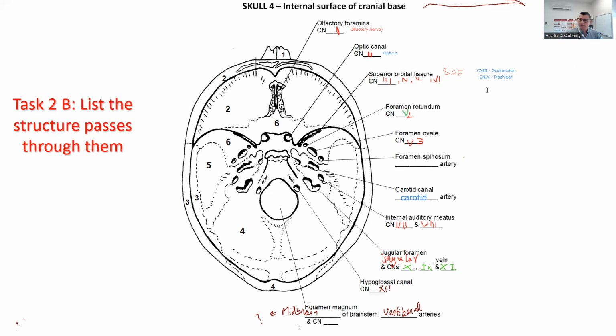Trochlear, excellent. And cranial nerve 5 or V1. So cranial nerve V1 is called ophthalmic. I'll help you with that one. So cranial nerve 5 is trigeminal, but V1, which is the first branch of it, is called ophthalmic. And what else? We said cranial nerve 6.